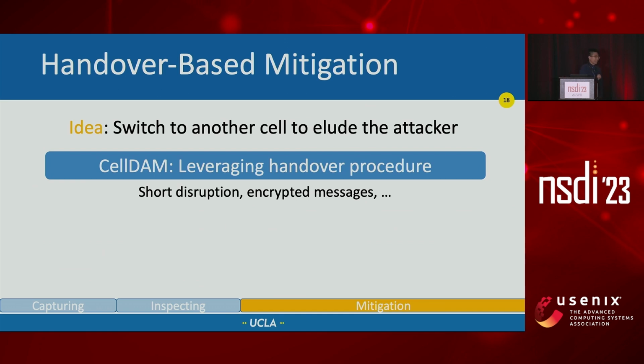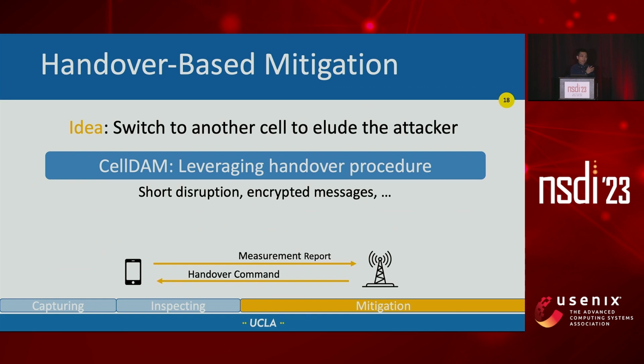And our idea here for CellDAM is to leverage the existing handover procedure. Handover is the procedure in 5G which transfers the state of a device from one cell to another cell. And it has some nice features. For example, it has very short disruption, because after the handover, all your states will be transferred to the new cell as well, so you don't have to reestablish the connection. On the other hand, the handover messages are encrypted, so the attacker cannot track you to the new cell.